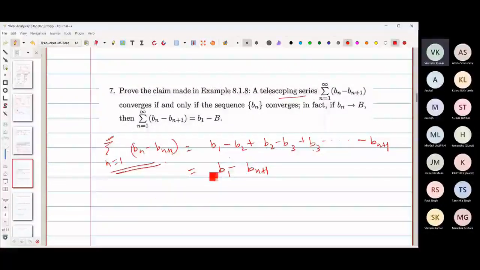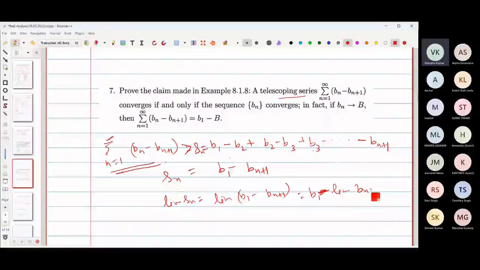And when we take the limit, this is Sn, the sequence of partial sums. So the limit of Sn is equal to the limit of b1 minus bn plus 1. Here b1 is some constant, so it is b1 minus the limit of bn plus 1.